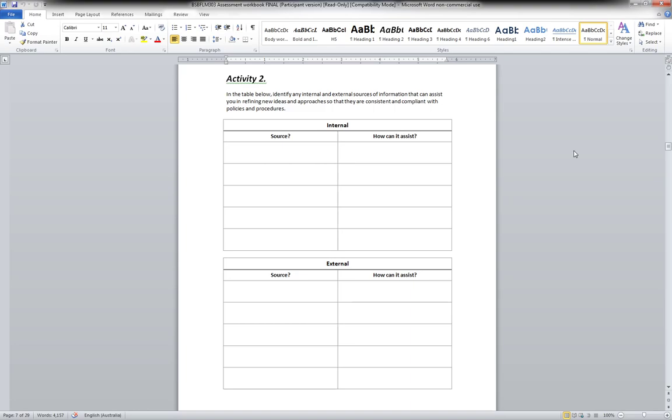It can also extend to other professional bodies such as unions, health and safety bodies, and so forth. They're all really good examples of external sources of information. So that's activity 2. Let's see if I can get back to the slideshow.